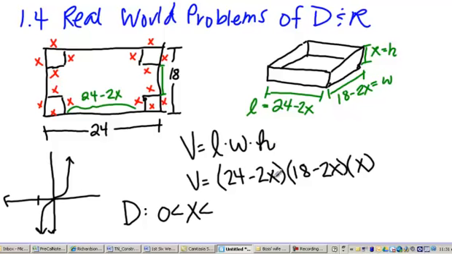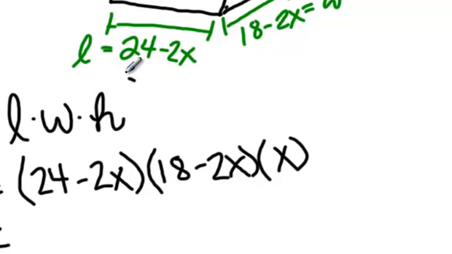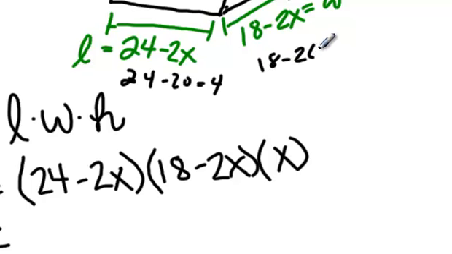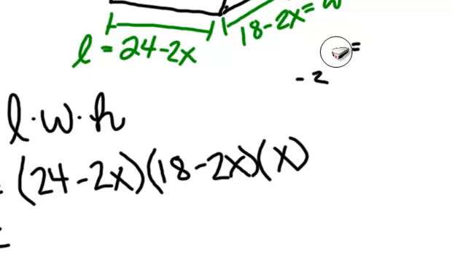Let's just say we plugged in 10 for x. We'd get 24 minus 20. You'd get a length of 4, which is okay. And then you do 18 minus 2, oops, we said that was 10, so 18 minus 20, you get negative 2, which is not okay either. You can't have a negative length. So 10 wouldn't work. So we have to find out what our highest value x can be.